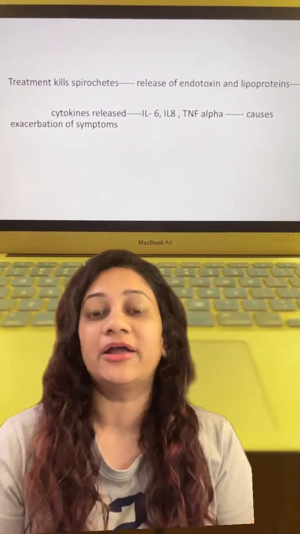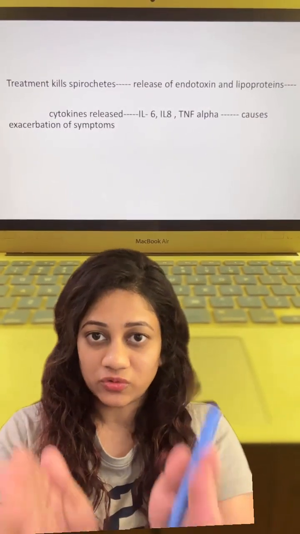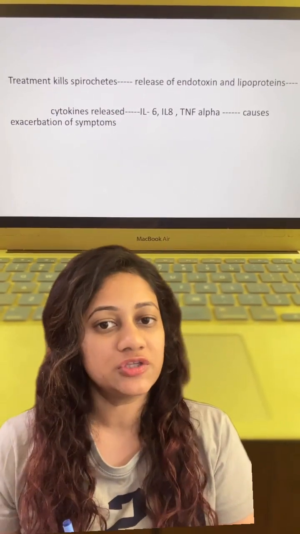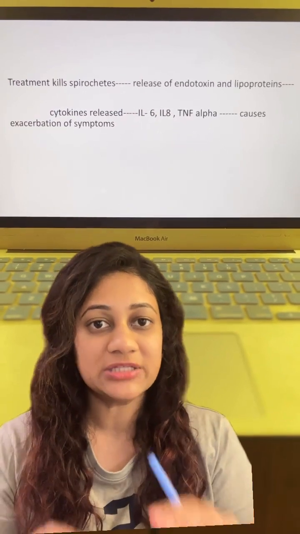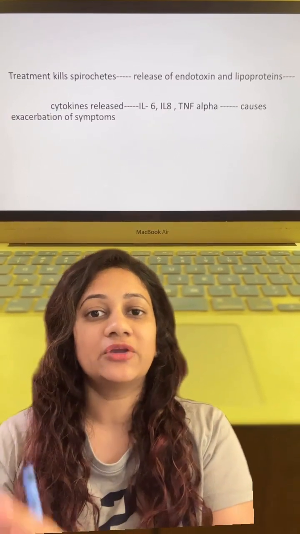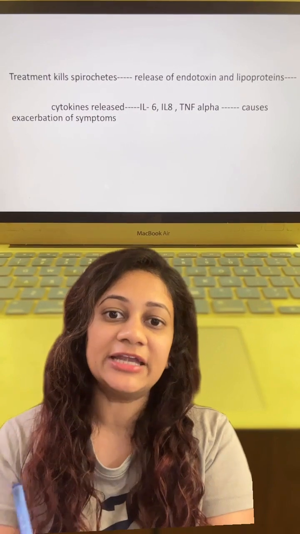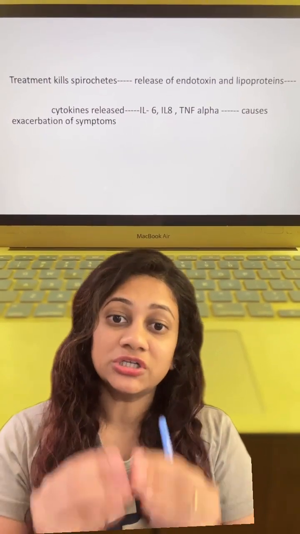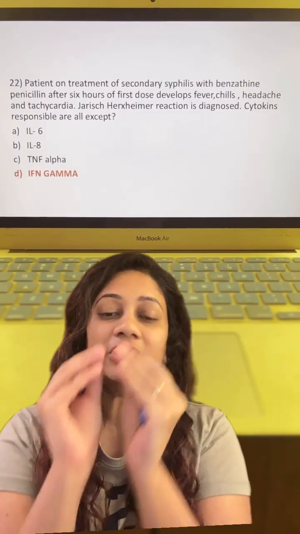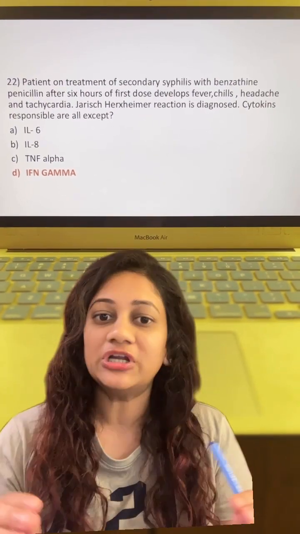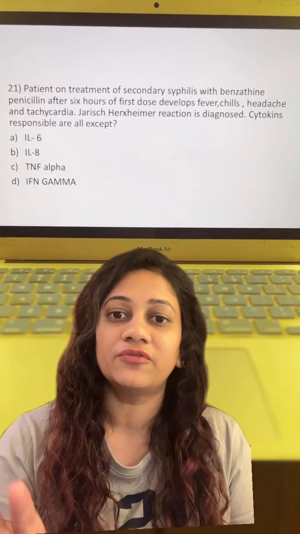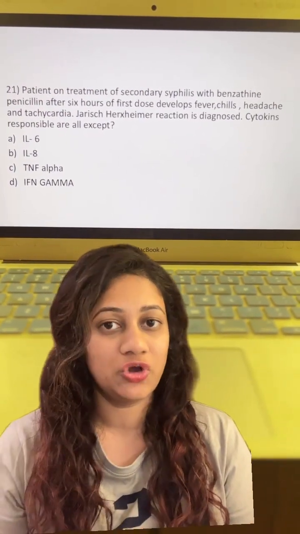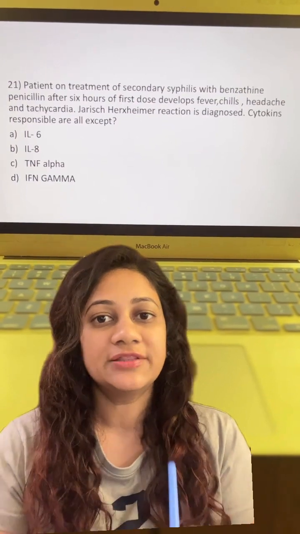Cytokines responsible are, let me explain these points. Now, the treatment that the patient is taking, which is killing the spirochetes, causes release of endotoxin and lipoproteins in the system. These cause cytokine release such as interleukin 6, 8 and TNF alpha, which in turn cause exacerbation of the already existent symptoms. Definitely, if you see the options, then it is obvious that interferon gamma is the correct option here, because it is not involved in the cytokines responsible. So all the best.